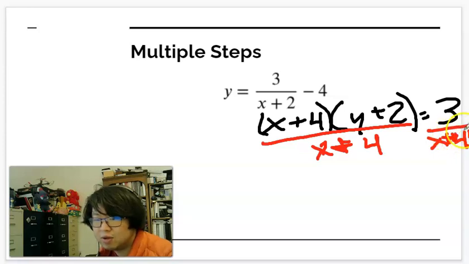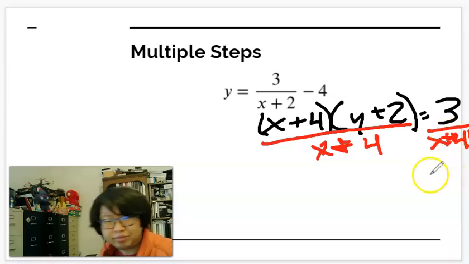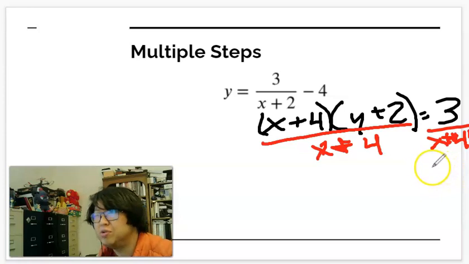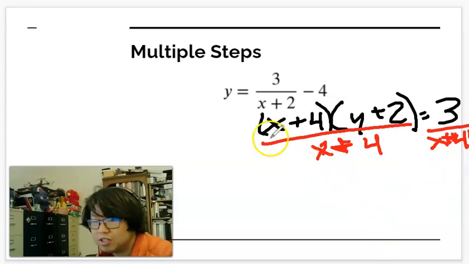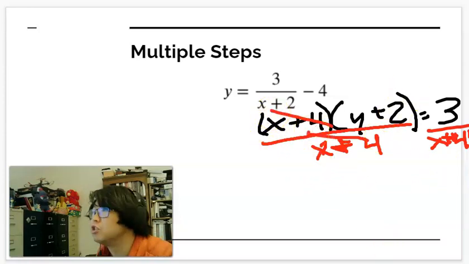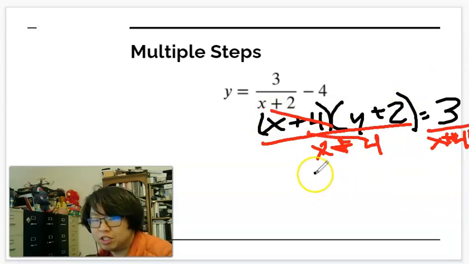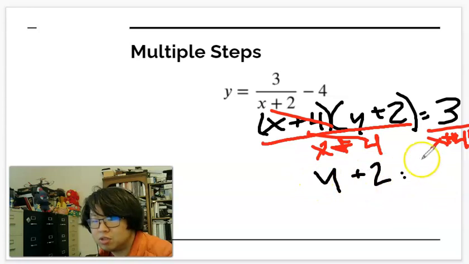Kind of running out of space as well. So remember, just keep in mind, you got to do everything in equal chunks. So these two should cancel out for sure. And you're left with just y plus 2 equals 3 over x plus 4.